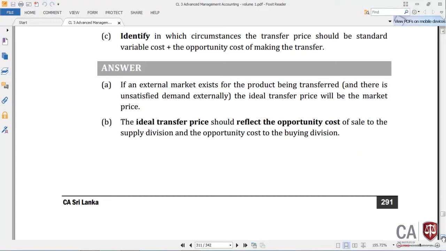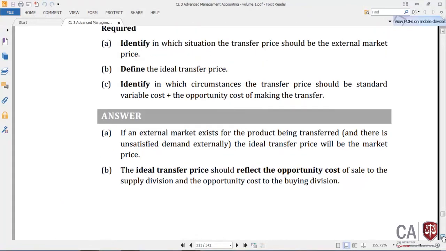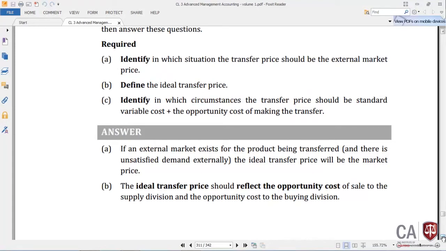If you can recover the opportunity cost of both divisions, that is the ideal transfer price. That's why they have mentioned the ideal transfer price should reflect the opportunity cost of sales to the supply division and opportunity cost to the buying division. If you can recover the opportunity cost of both sender and receiver, that would be the best ideal transfer price. The third scenario, C: identify in which circumstance the transfer price should be standard variable cost plus opportunity cost of making the transfer. See the point.